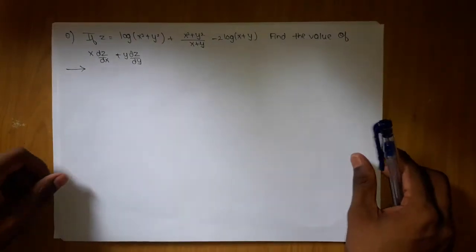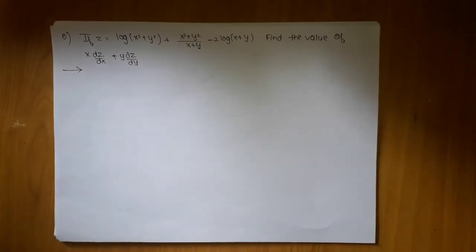Now let's begin with the question. The first question which we are going to take is as follows: if z equals log of x square plus y square plus x square plus y square by x plus y minus 2 log of x plus y, find the value of x dou z by dou x plus y dou z by dou y.